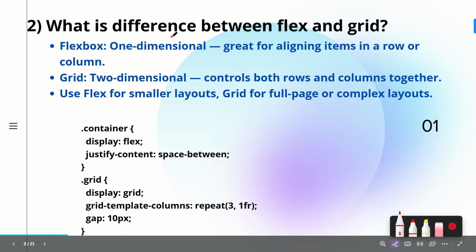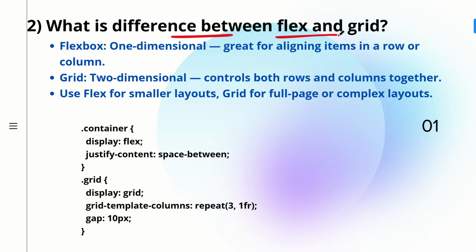Our second question is, what is the difference between flex and grid? Flex and grid are layout structures and they are helpful in positioning the elements inside a container. The difference is that flex is useful for one-dimensional use cases and is great for aligning items in a row or column, one dimension at once. And then we have grid, which is useful for two-dimensional use cases and controls both rows and columns together.